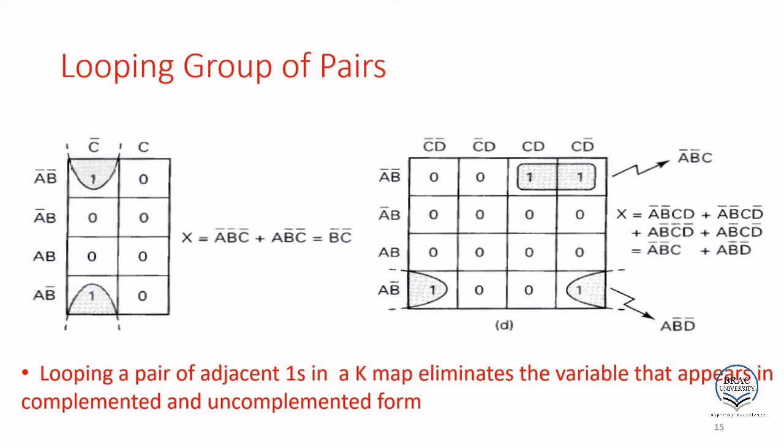So the summary is, looking at a pair of adjacent ones in a K-map eliminates the variable that appears in both complemented and uncomplemented form. Just like here, here is your A and A prime is complemented, that will be cancelled, so it becomes B prime C prime. Here the same thing. You see D prime is complemented for the first two, so it becomes A prime B prime C, and for the last two C prime is complemented, and it becomes A B prime D prime, something like that.